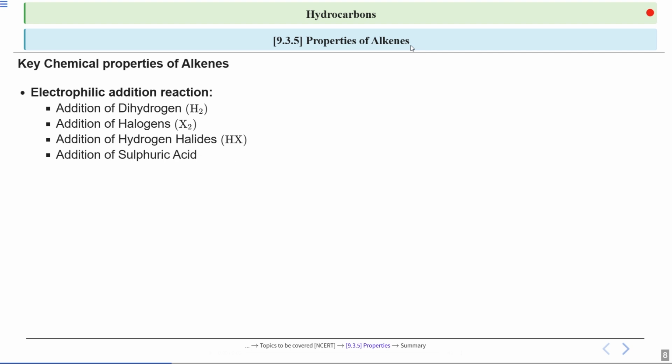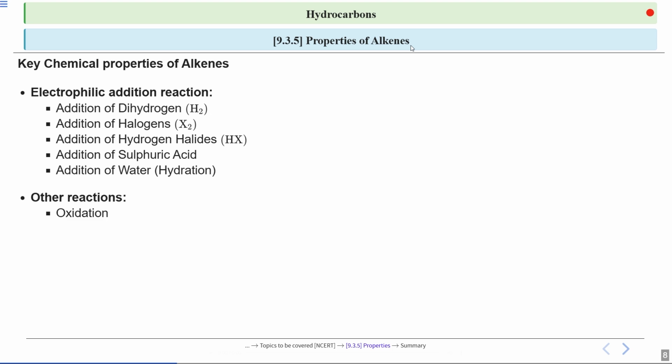Further, we can also have addition for sulfuric acid. Then we have addition of water. Since water is added, we can also call it as hydration. Got it? Now this addition of water occurs in the presence of an acid, which act as a catalyst there, mainly to form alcohol.